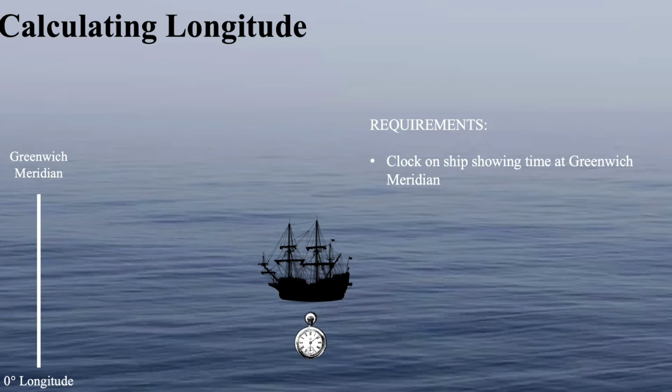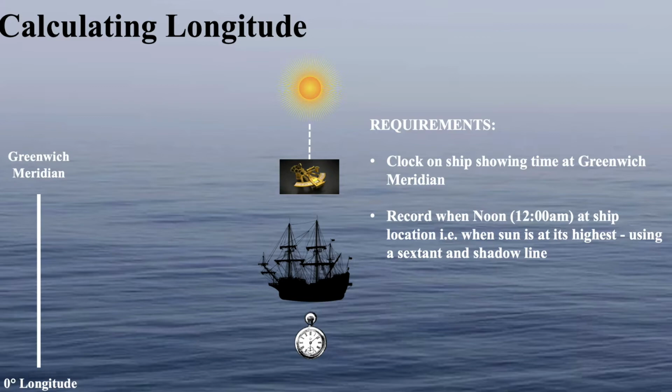So, how would Captain Cook have calculated longitude? Well, the first thing he would have needed was to have a very accurate clock on board telling him the time at Greenwich wherever he was in the world. He would then have to calculate his local time on the ship, and there is one point every day when this can be accurately calculated, and that is midday, noon, which is when the sun is always at its highest point. Using a sextant and a shadow line, you can calculate the maximum elevation, and this would be noon.